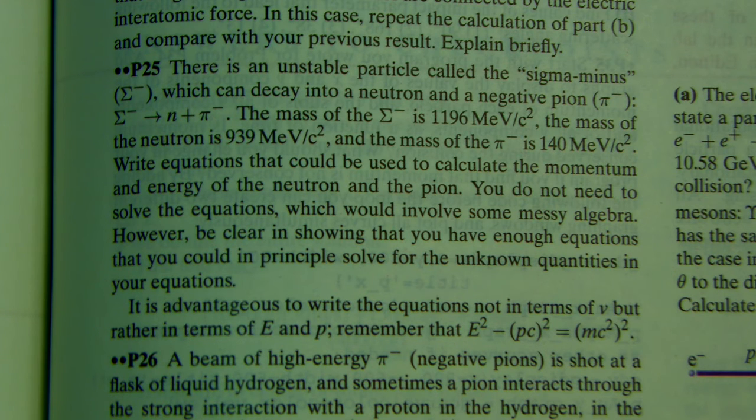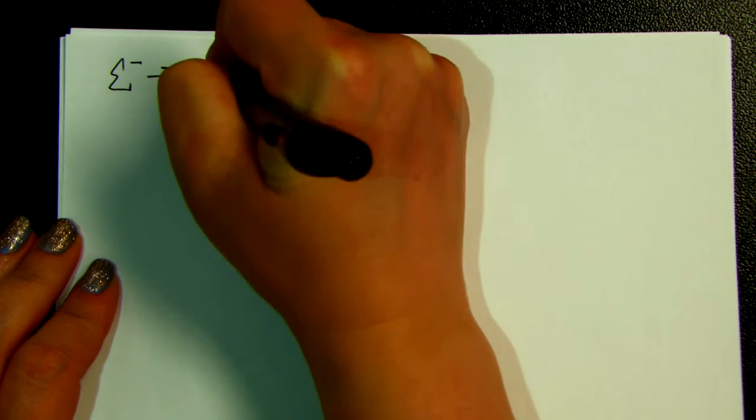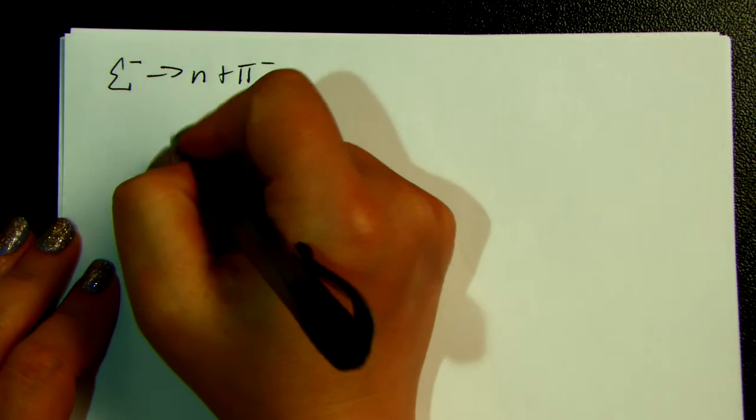All right, so this is similar to what we have seen in our notes and in the book. You don't need to actually solve your result, but you do need to apply the energy principle and the momentum principle to describe this particular particle interaction. So essentially, we have our unstable sigma minus decaying into a neutron plus a pi minus.